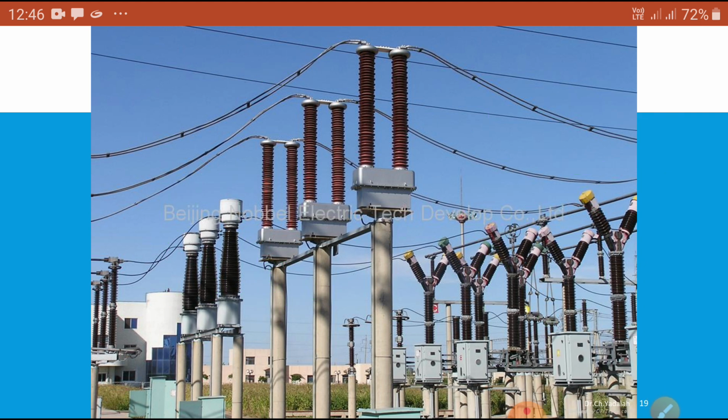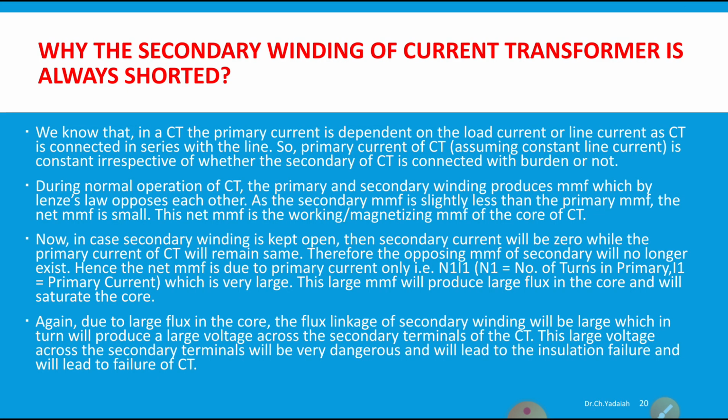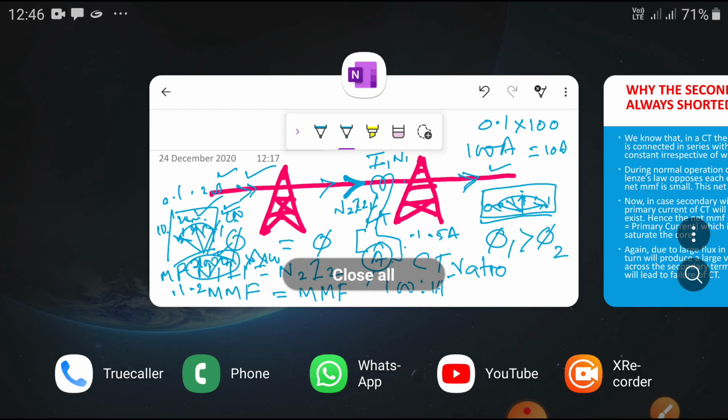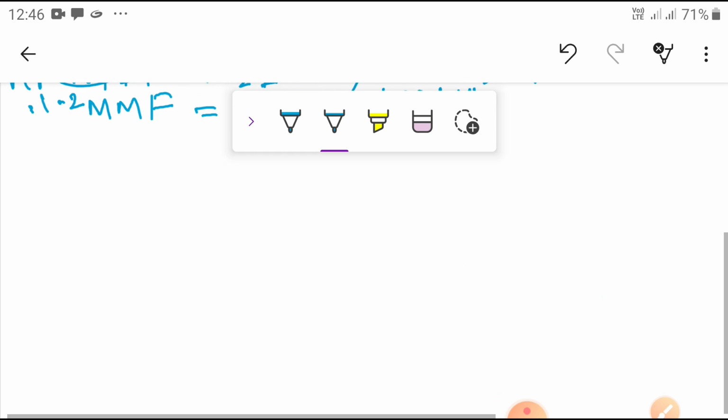Now, there is one reason why the secondary winding of a current transformer is always shorted. We have just seen it. Okay, so what is that? Here you can see it with the diagram. Okay, we know that in a CT, so take one figure.